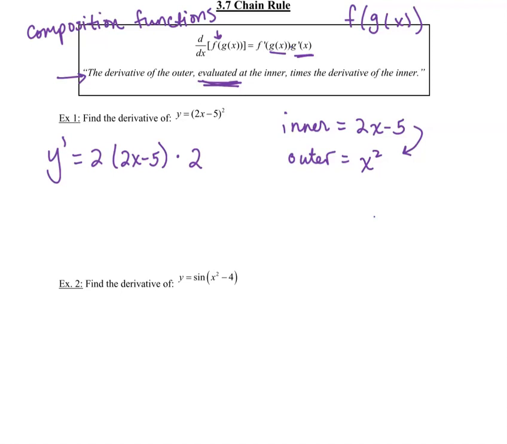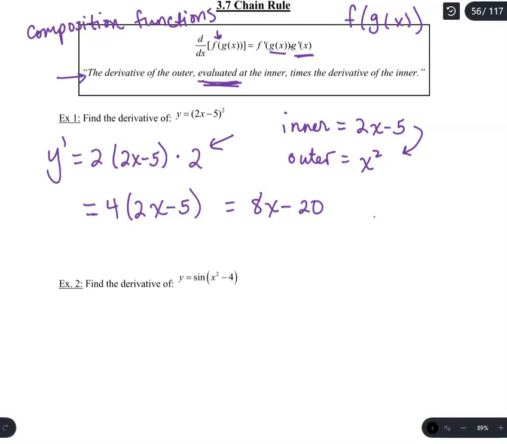That's your chain rule. And you can simplify and clean this up if you wish, but of course you do not have to. This is fine. If you check the answers in the back of the book, you might end up with 8x minus 20, but this is fine as the answer as well, what we started with. All right, let's try the next one.